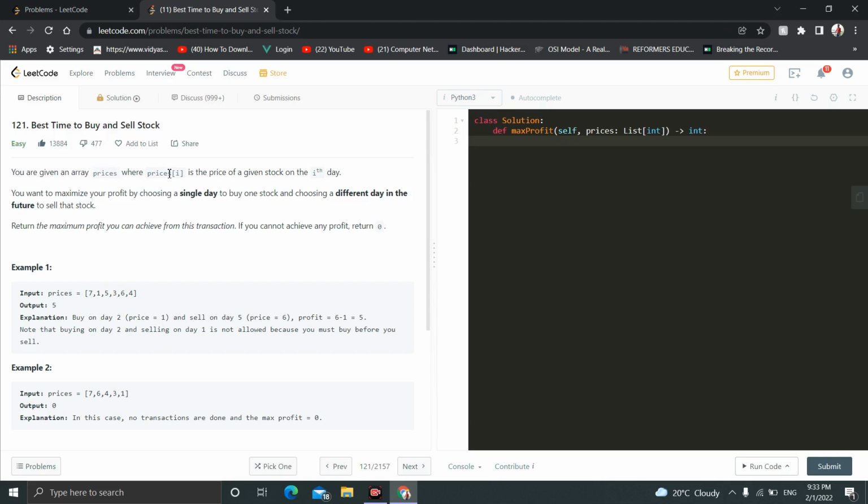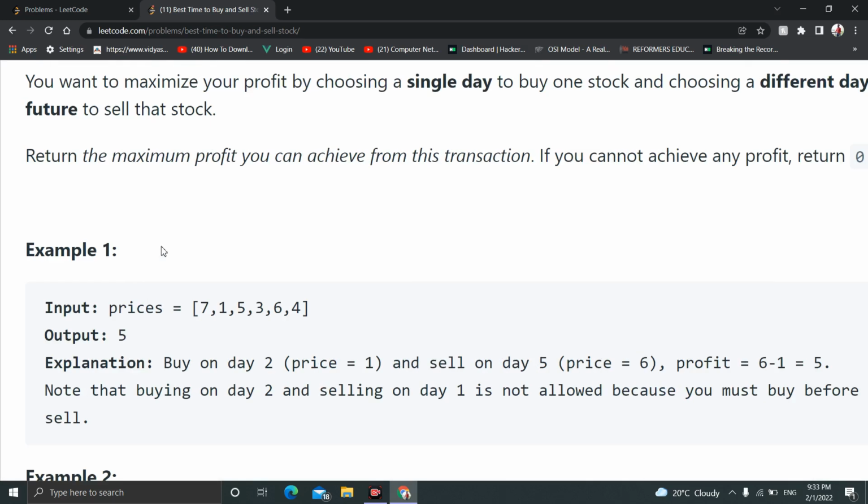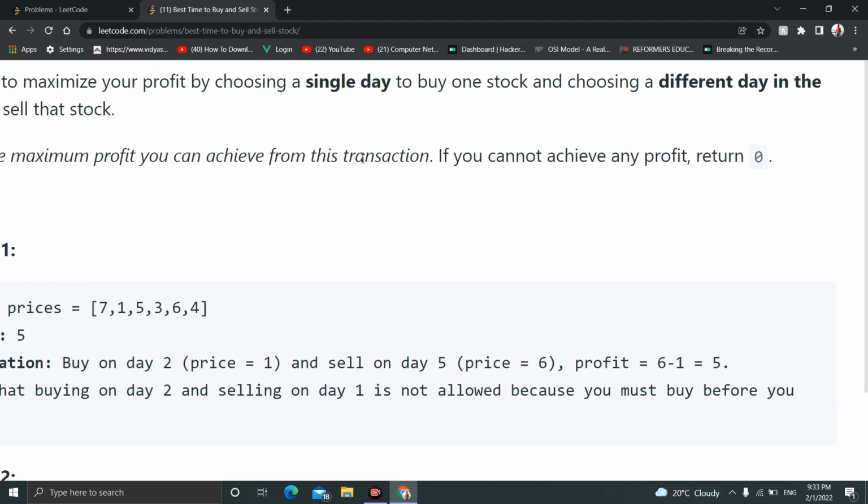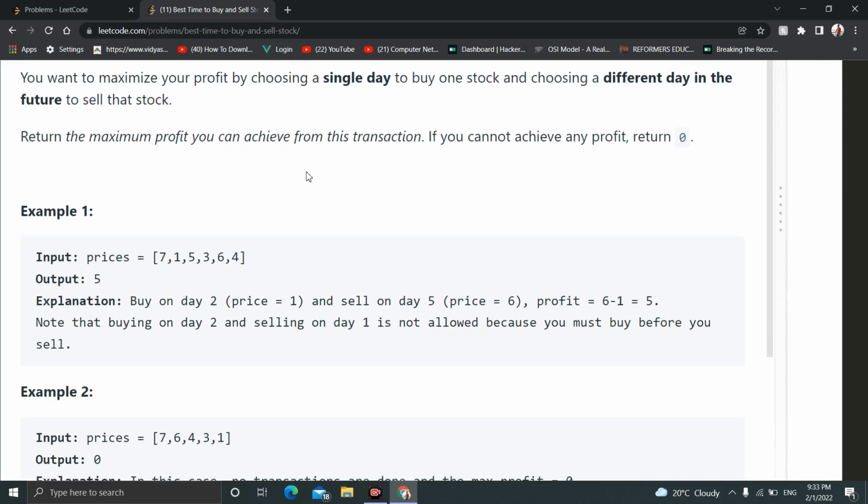You are given an array and you have to find the maximum profit which you can collect by buying and selling stock. You have to return the maximum profit you can achieve from this transaction. If you cannot achieve any, you have to just return 0. In this case, if you buy at 7, then if you want to sell it, there is no higher price for that stock, so you cannot sell it.